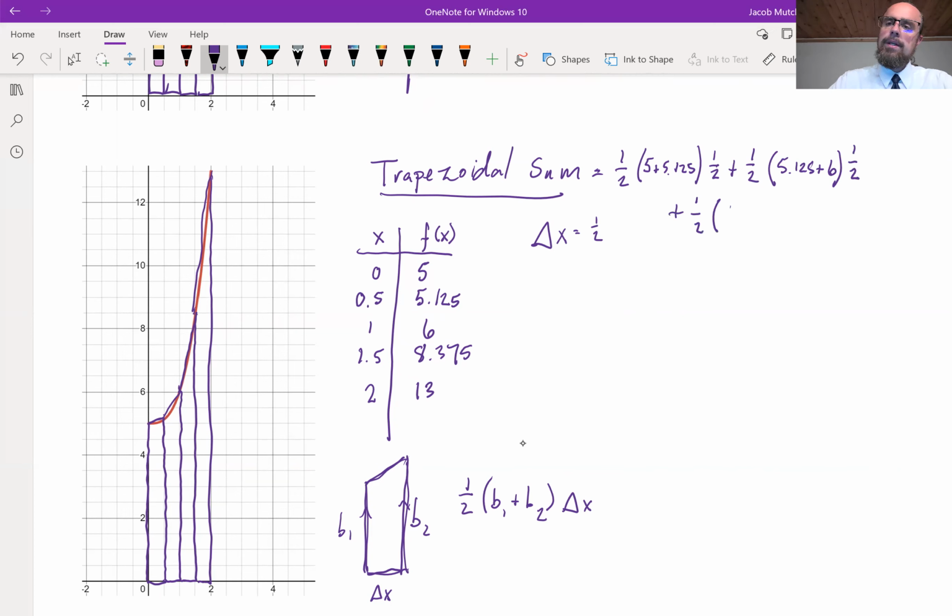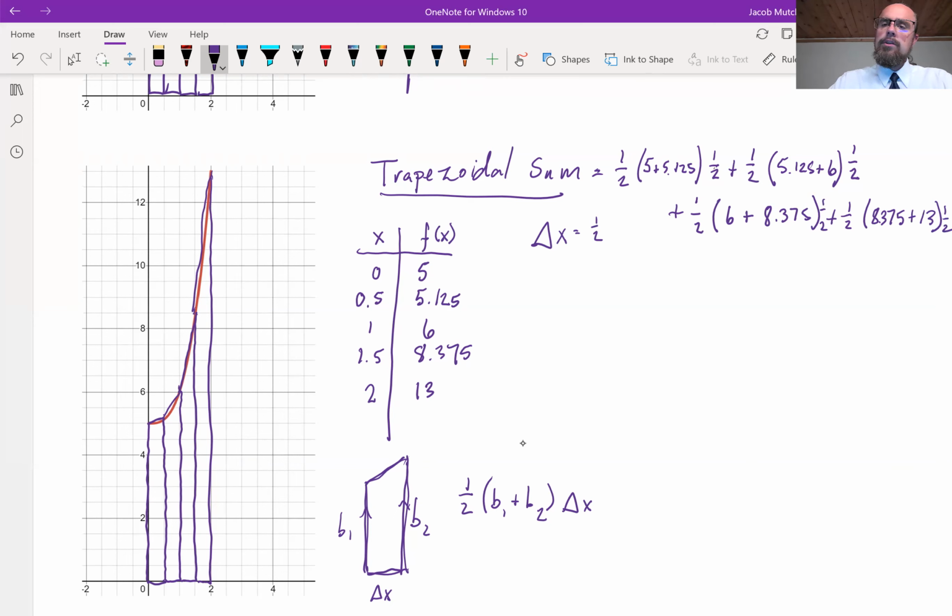Half times, now I'm going to have left side of 6. This is the third trapezoid. Right side of 8.375. And lastly, half and 8.375. That's the left side of the fourth trapezoid plus 13. And again, I'm forgetting my delta x's, so don't want to forget that.